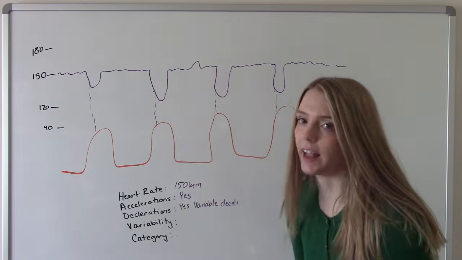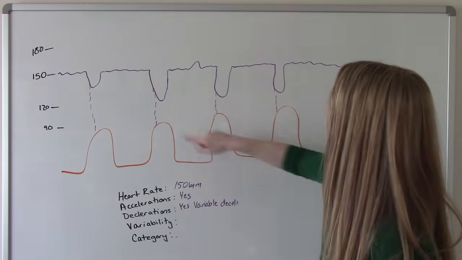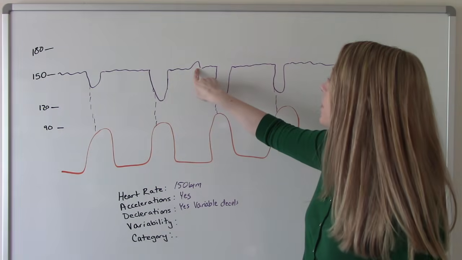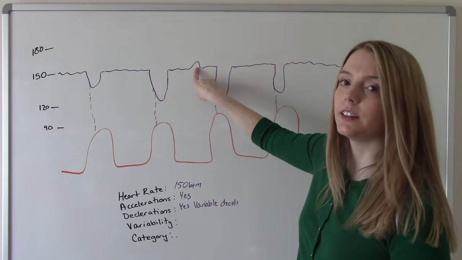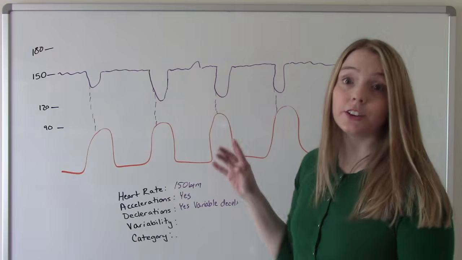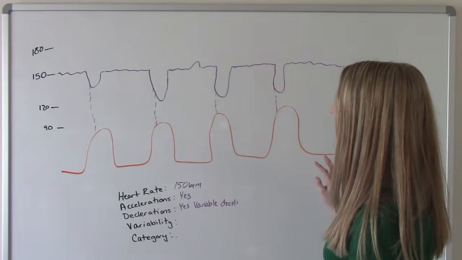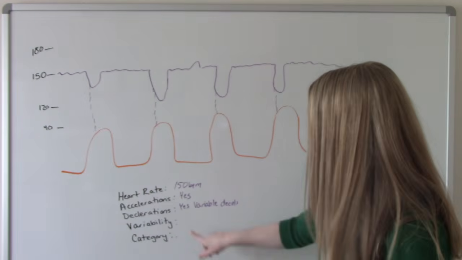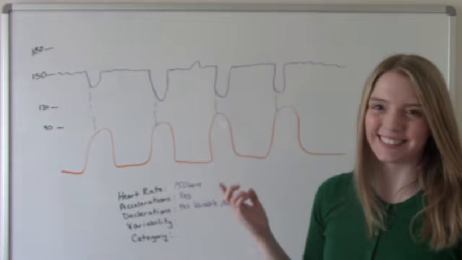A good sign is when we have variable decels, they come back up to baseline and then they throw a couple of accelerations in there. So baby realized that they went down and they went back up for a little bit. So that's a good thing. So we're still going to keep an eye on this, but this is variables. So is it variable? Yes.